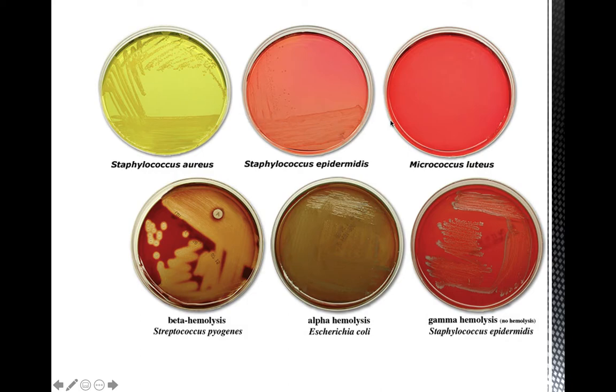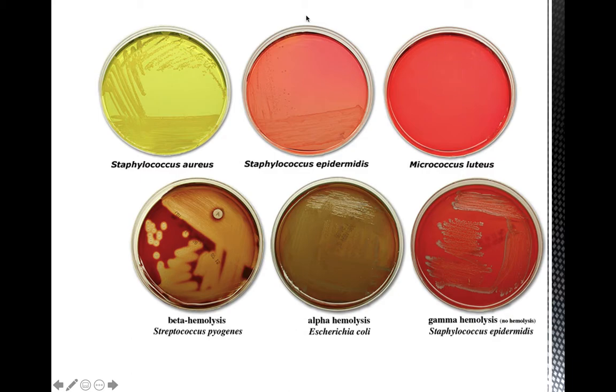It's mannitol salt agar. Mannitol salt agar is a selective and differential media. It has a high concentration of salt, 7.5% and above, so it can only grow microbes that can tolerate that kind of salinity. For this case, we have Staphylococcus. Staphylococcus can grow in highly saline environments, as you can see here. S. aureus and S. epidermidis show signs of growth, while Micrococcus shows no growth.